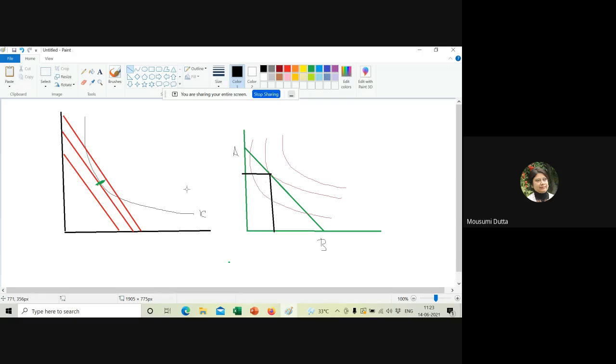Okay, now in the subject of utility maximization, we consider maximization of utility subject to an income constraint. This is called the primal problem. Whereas minimization of expenditure subject to a fixed level of utility is called the dual problem.